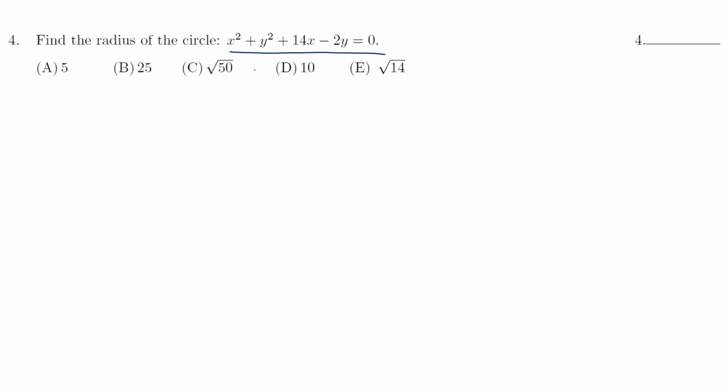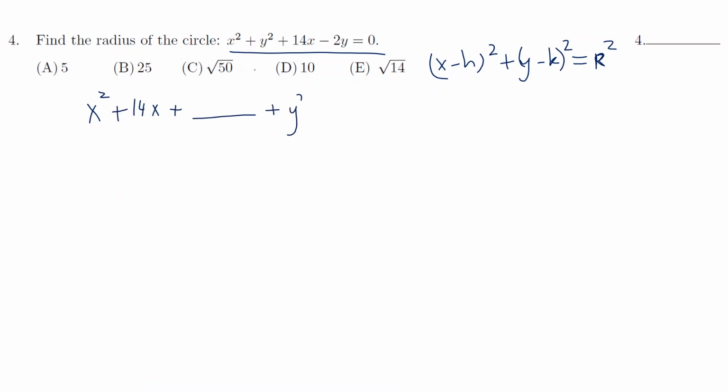We have to know that the equation of the circle is x minus h squared plus y minus k squared equals r squared, where r is the radius. So let me just rearrange: x squared plus 14x plus blank plus y squared minus 2y plus blank equals 0. I have to substitute something for this blank here. What is this blank? I'm taking this number right here, 14 over 2 squared. Here I'm doing the same thing, negative 2 over 2 squared. But I cannot just add those two expressions to one side of the equation.